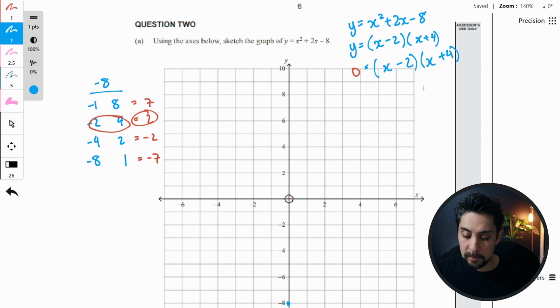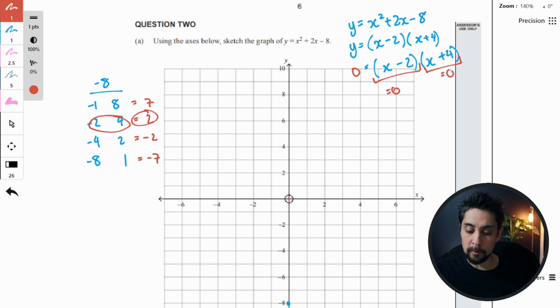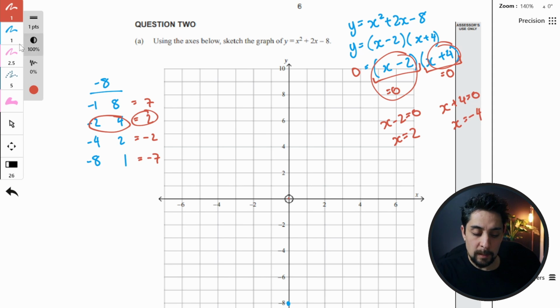Well, we have a multiplication of 2 numbers. We know that when we multiply by 0, we end up with 0. That means that either this is 0 or this is 0. Let's take a look at this one. x minus 2 is 0 when x is 2. And x plus 4 is 0 when x equals negative 4. So our 2 values for when y is 0, at the x-axis, are x equals 2 and x equals negative 4. So we have 2 more points for our graph.